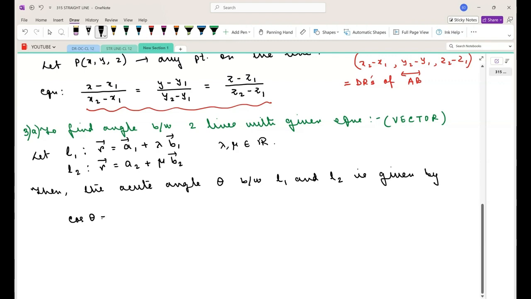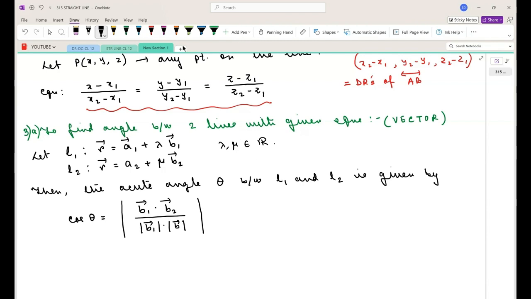cos theta equal to b1 dot b2 by mod b1 mod b2, and taking a whole mod. Now I want to give a similarity with the vector chapter here, just to help you remember the formula.